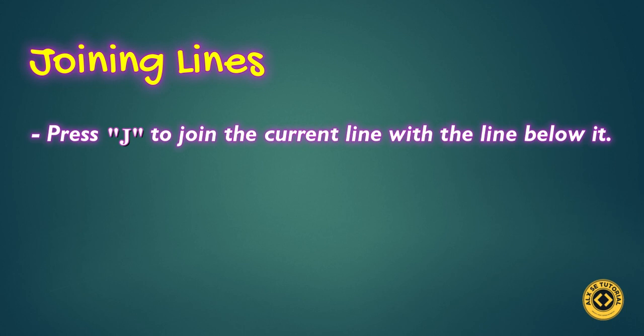So, joining lines. In order for us to join lines, all we have to do is press capital J on our keyboard. What this does is that it will join the current line with the line below it. So let's look at that on our terminal.